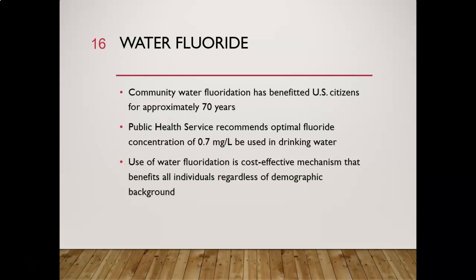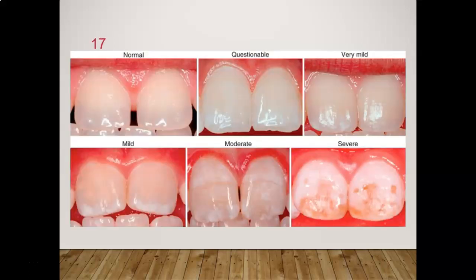You can refer to figure 45.8 in the textbook for an image, but I think I might have put that here. So here's an image of varying levels of fluorosis. Normal teeth here, really no fluorosis there at all. Questionable, just because it's a little bit whiter down here at the incisal edge.